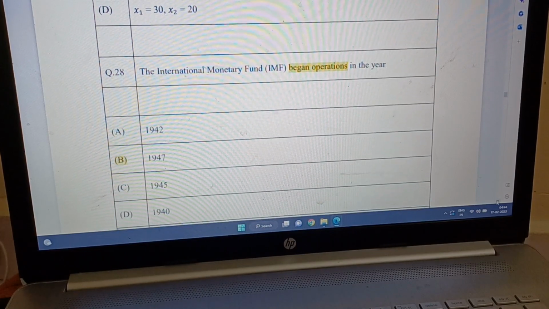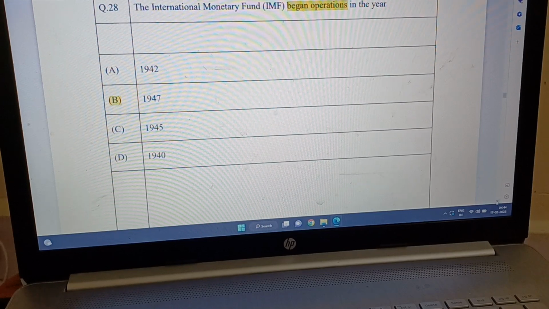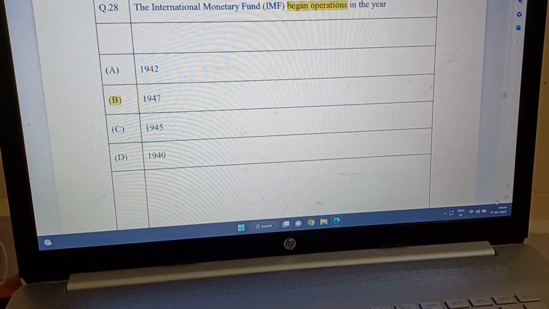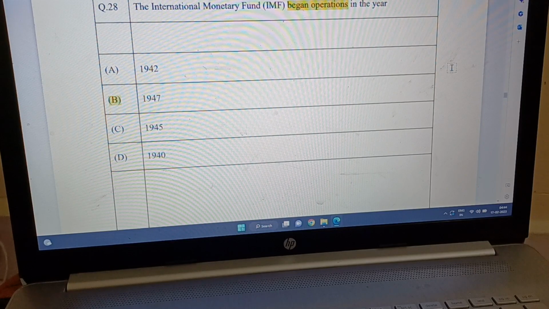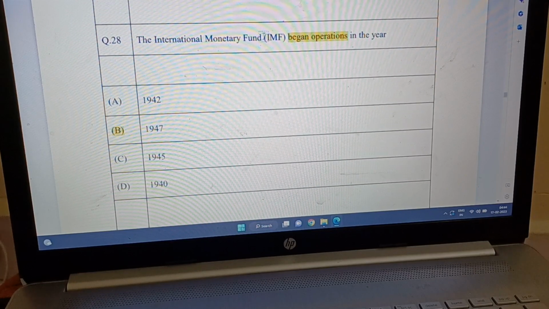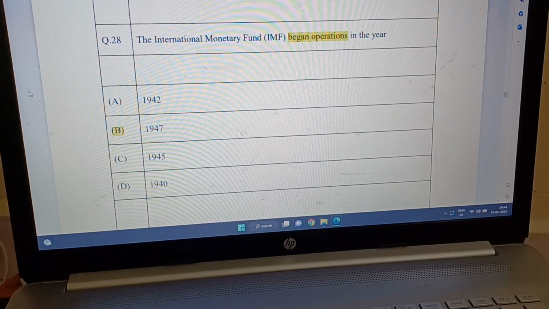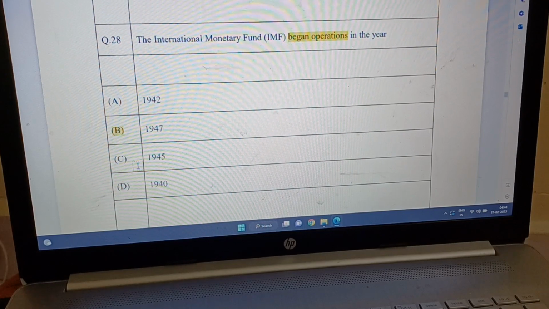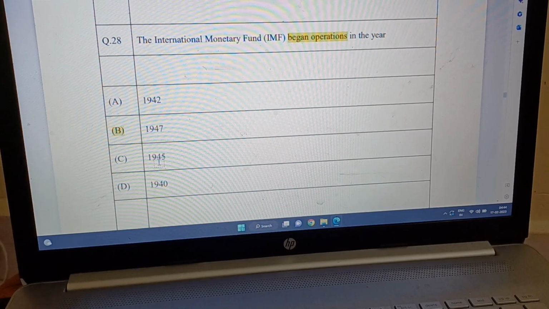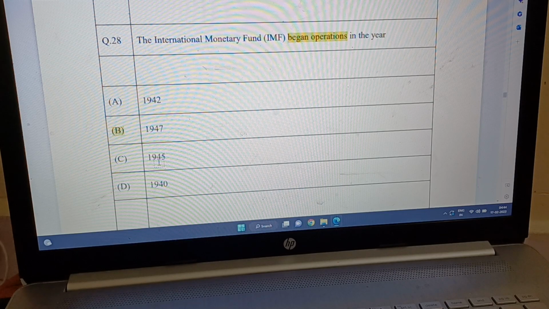Now question number 28. The IMF began operations in the year... Here, the trick is "began operations". It is not asking when the IMF was founded. The IMF was founded after the Second World War in 1945. But the day it is founded, it doesn't start working.